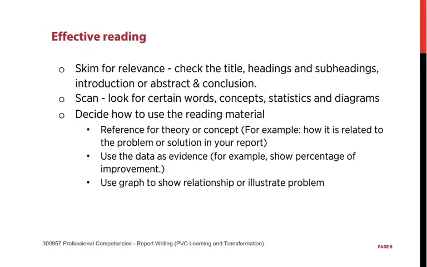We will now discuss effective reading. It is important to read your article strategically so that you can much more quickly and efficiently gather the relevant information. This is first done by skimming for relevance. Check the title, headings and subheadings, such as the introduction, abstract and conclusion. Next you'll scan, look for the certain words, concepts, statistics and diagrams that are relevant to your topic. Then you will decide how to use this piece of reading material.